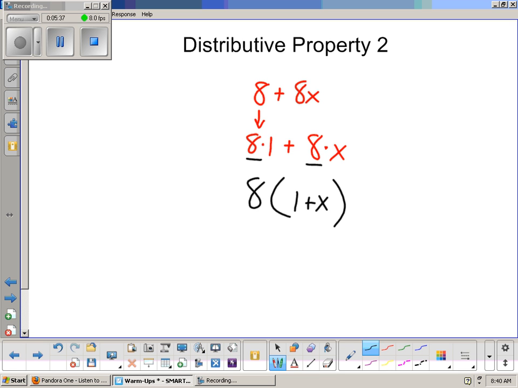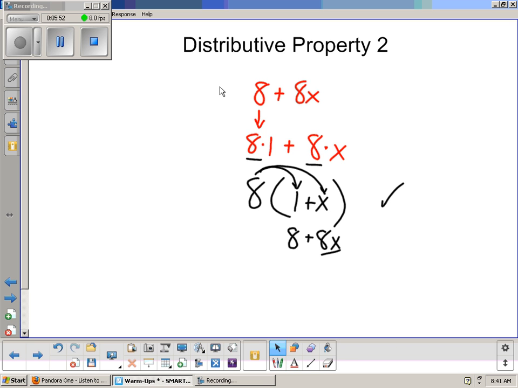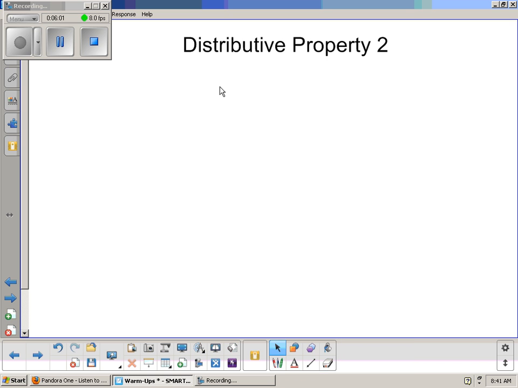Okay, so you can have 8 sets of 1 plus x. And if you want, you can check your work by distributing that 8 back in there and say, hey, that's cool. All right, 8 times x is 8x, right? Because that's what 8x means, it's 8 times x. Now, hopefully you're doing okay with that. I can give you another example with some different numbers.